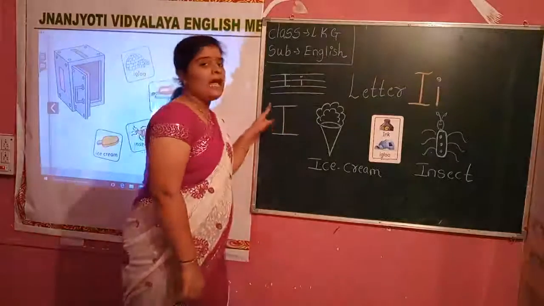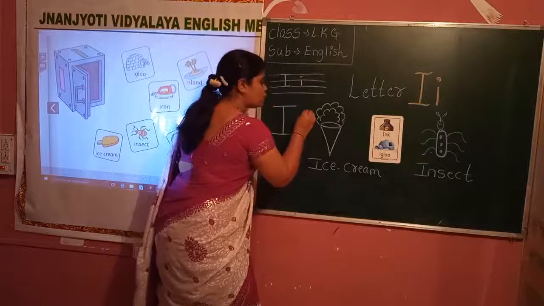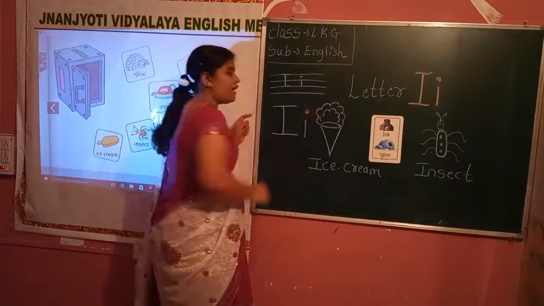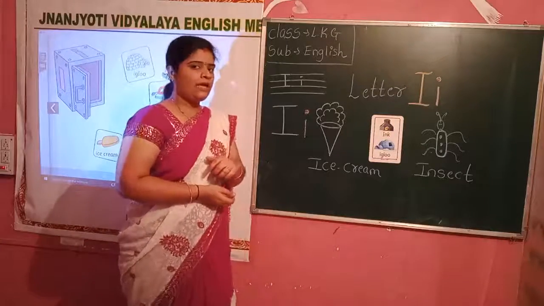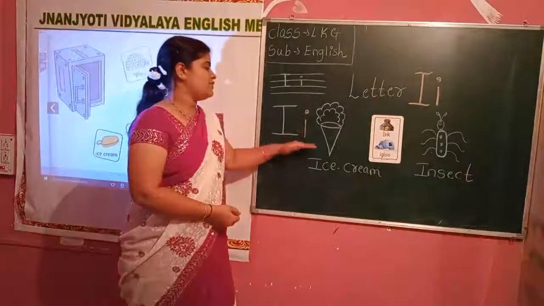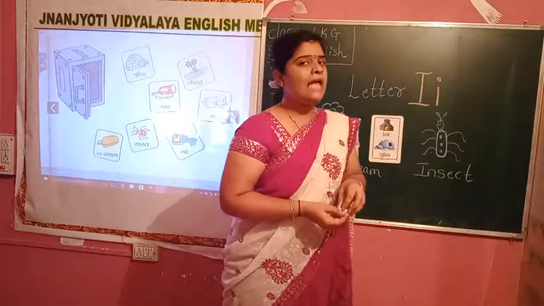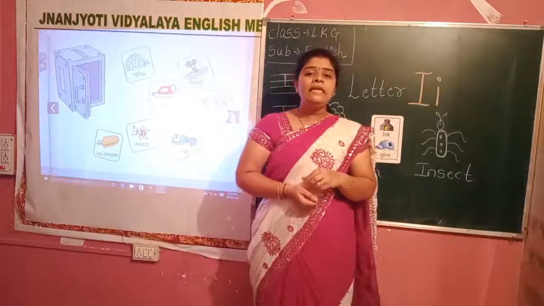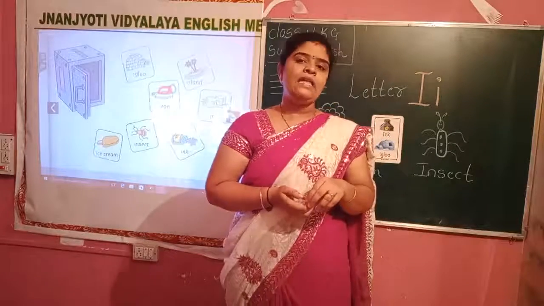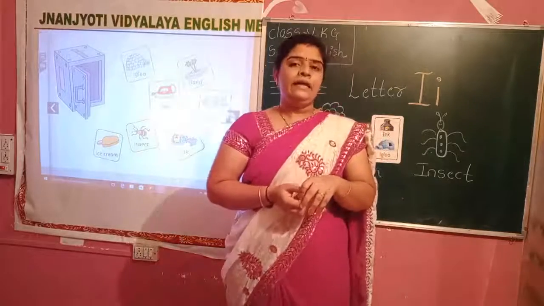Okay. This is the uppercase I and then the lowercase i. We write just one standing line and just put one point on it. Yes, it is our capital letter I and this is our small letter i. Then the I sound comes as E. I make the sound E, as once again I told you.